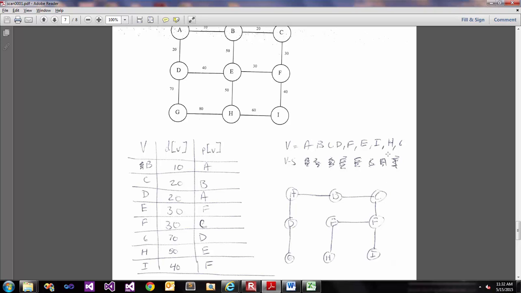So H goes from VS to V. There are no additional values here that we need to consider because the additional link that H adds is 80, which is greater than what we currently have for G, which is 70. Finally, we pick up the next lowest value, which happens to be G at 70, and it goes from VS to V. No additional links are needed here because we've now visited all the nodes.